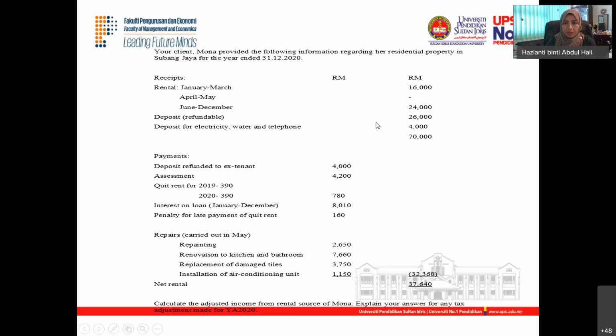So according to Mona, the receipt is 70,000 but we cannot use this figure as our rental income. So as a guideline for you, for the receipts for the rental income, you have to choose which one can be considered as rental income. And for this payment you have to choose which one is actually wholly and exclusively incurred for the rental income, because not all can be deducted as your expenses.